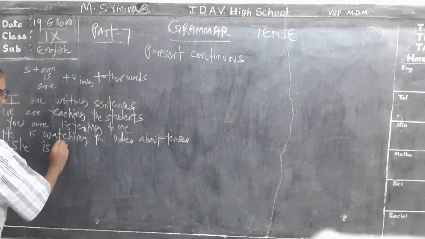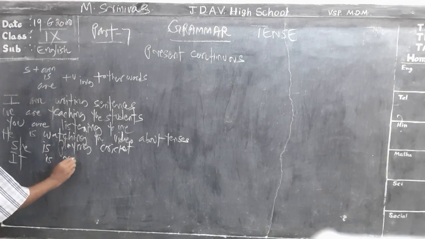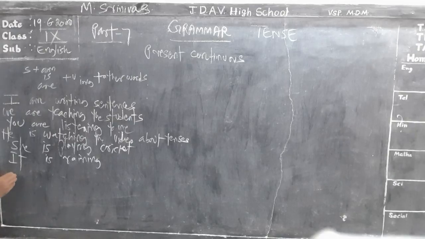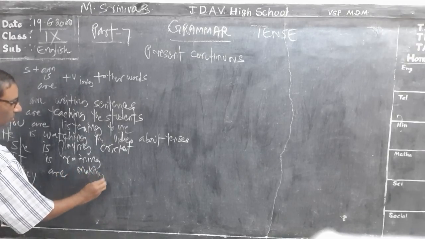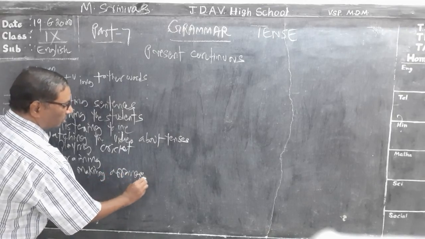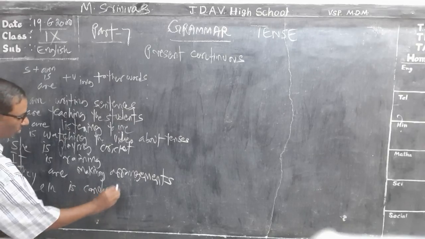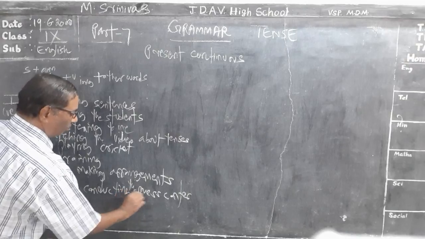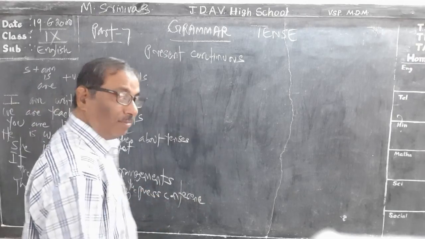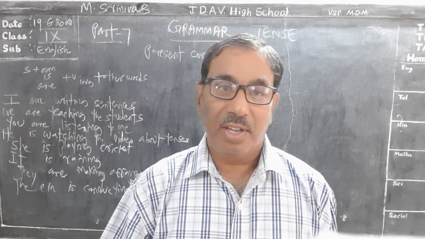She is playing cricket. It is raining. They are making arrangements. The CM is conducting the press conference. So students, these are the sentences that are in present continuous tense.